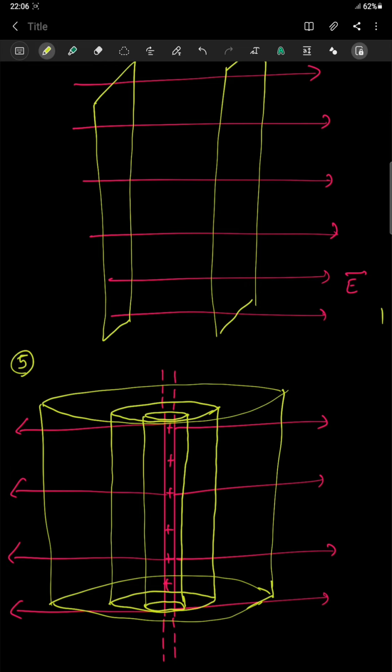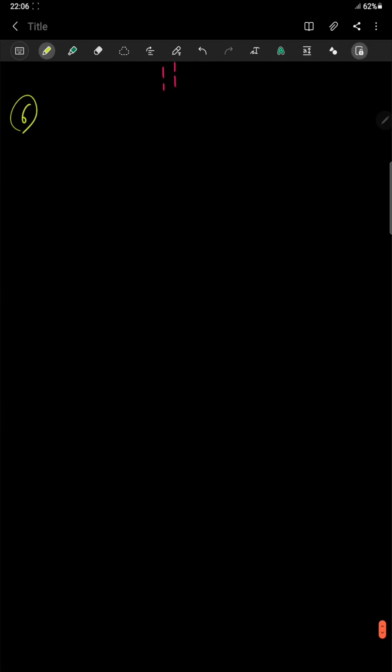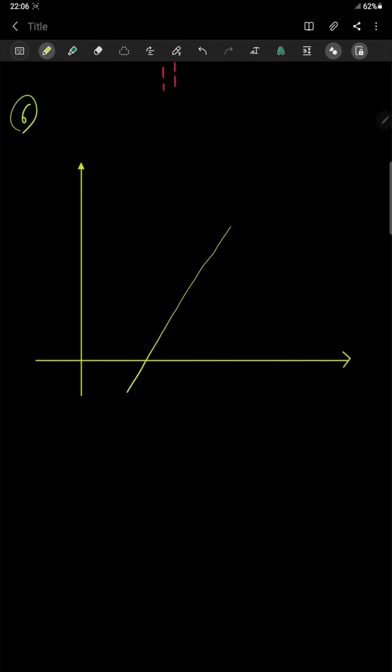Okay, and the sixth one is a problem which usually comes in the entrance exams as well as in CBSE, everywhere. Let us try to see what that question is. Basically, a graph is given to you. In this graph, you will see some parallel lines given to you in this manner.